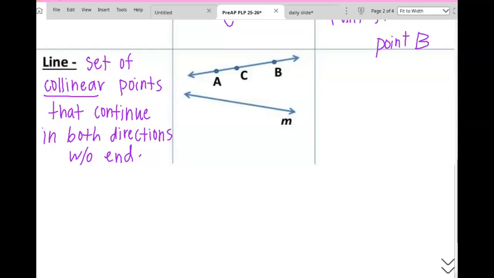So this is where we get to how do we name lines. We have two ways to name them. The first way is 2 points and a line over them.